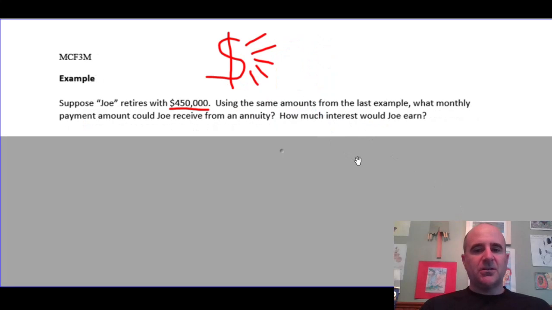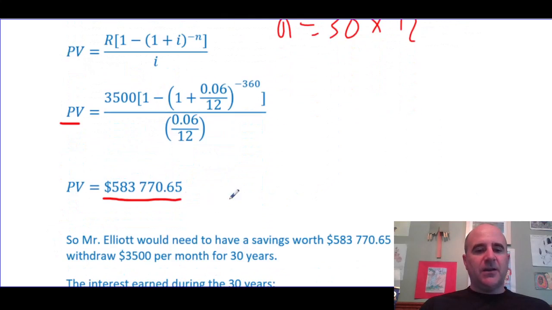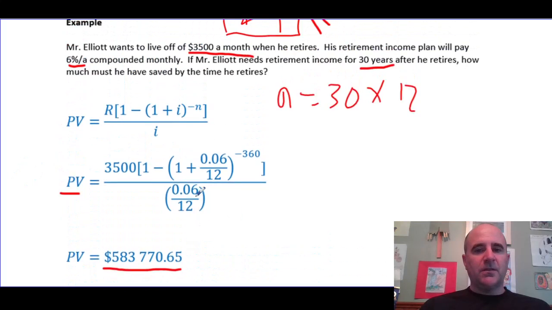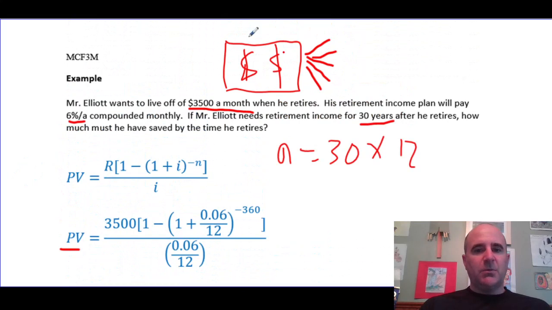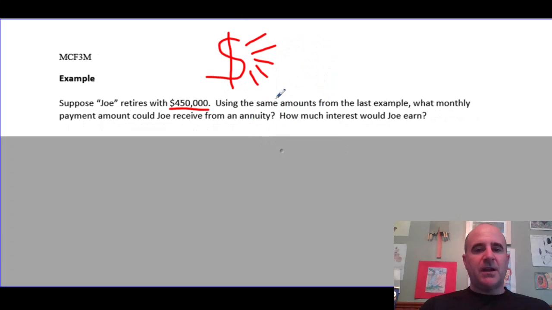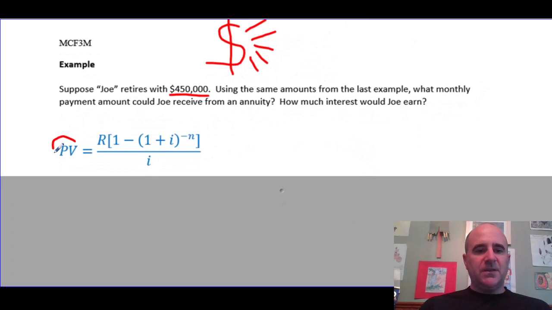But the big difference here is instead of having an R value, we have the PV value. So in the other example with Mr. Elliott, we had the R value and we figured out what present value or what starting amount he's got to retire with in order to get $3,500 a month. So in this case, we had these, but we didn't have the big number amount. So now it's the other way around. So it's like we have this formula and we know what the PV is. Okay, it's that 450,000, and we don't know what the R is or the payment amount.